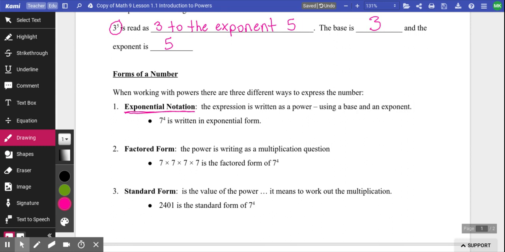The next way you could do it would be called factored form. Factored form is when you take something and break it up into all of its multiplication parts. So if I wanted to take this power and break it apart, instead of it being 7 to the power of 4, I would turn it into 7 times 7 times 7 times 7, 4 times. That's called factored form, as described right here.